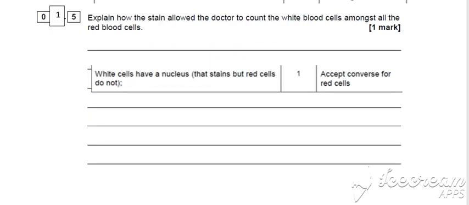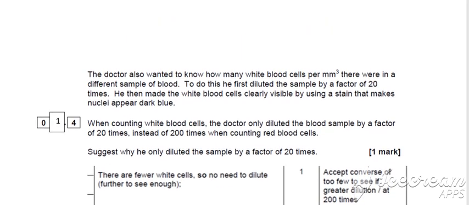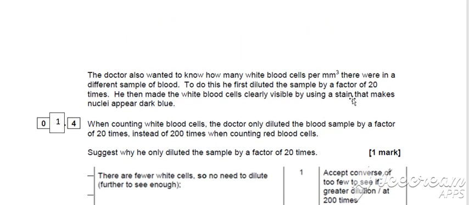1.5 goes on to ask, explain how the stain allowed the doctor to count the white blood cells amongst all the red blood cells. They have told us earlier on in the question that the dye that was placed on them was a stain that makes the nuclei appear dark blue.